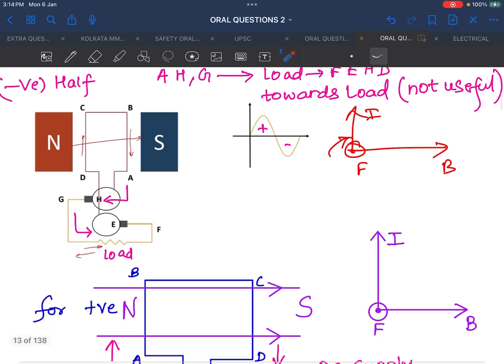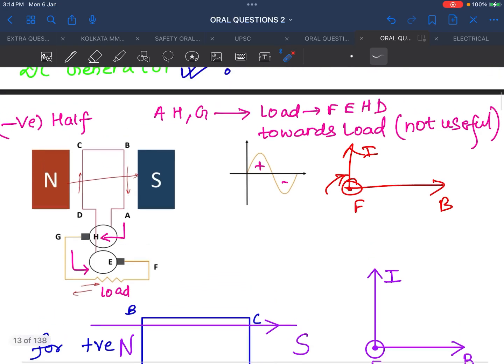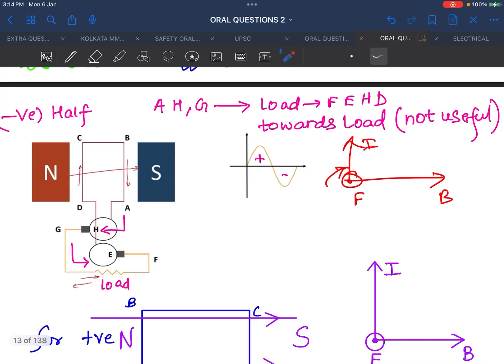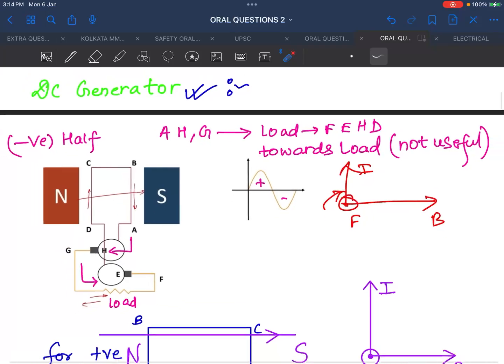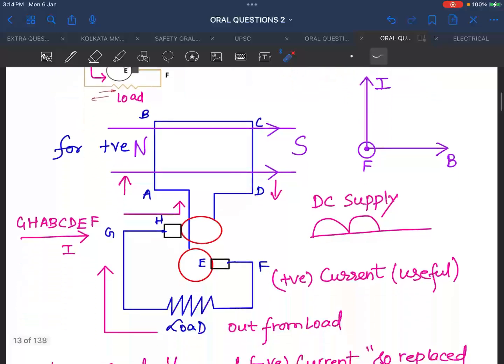You see, this is the north pole and this is the south pole of the permanent magnet, and here is the coil. Let's suppose we give the supply, with a positive half and a negative half. For the positive half, the current will start flowing, and because the magnetic field is here and the current is perpendicular to the magnetic field, a force will act.